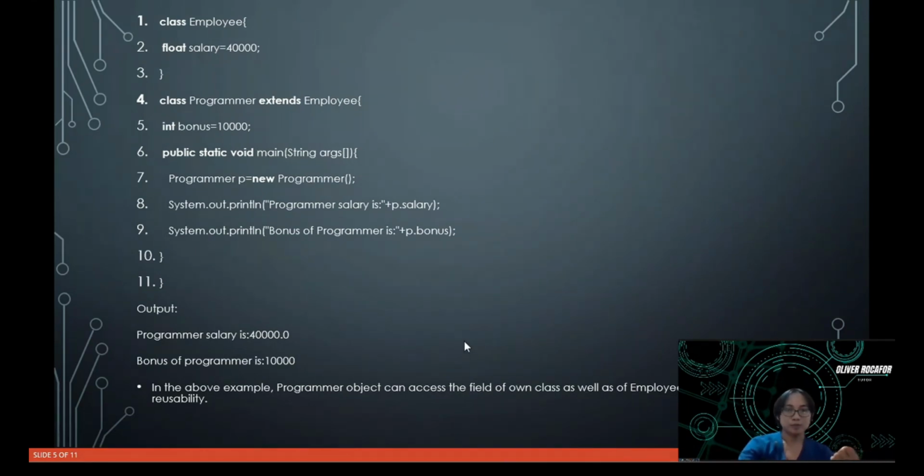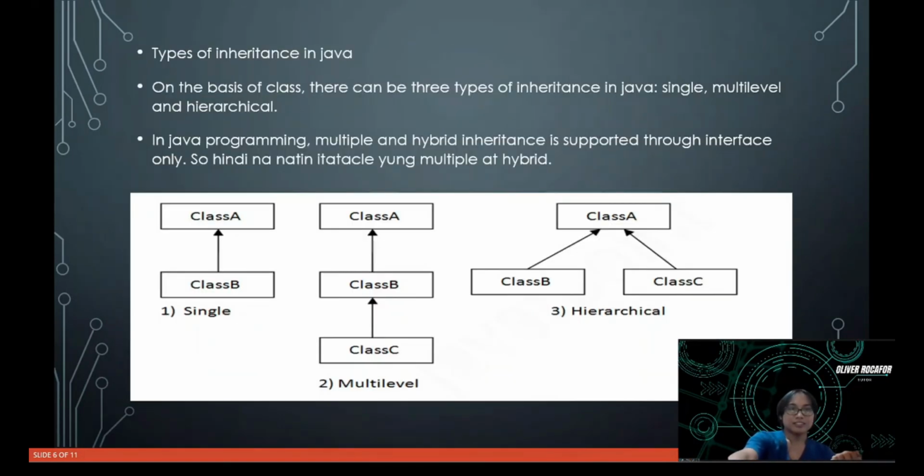In the above example, the programmer object can access the fields of its own class as well as the Employee class, i.e. code reusability. So, nakita na natin na na-reuse natin yung program galing kay Employee. So, next natin, types of inheritance in Java.